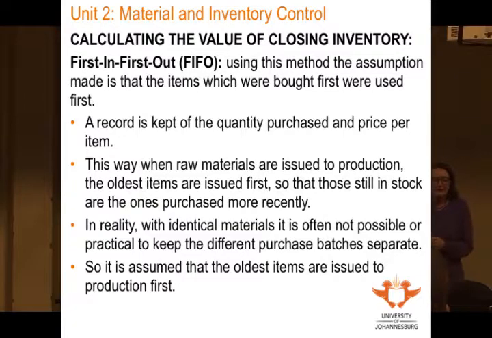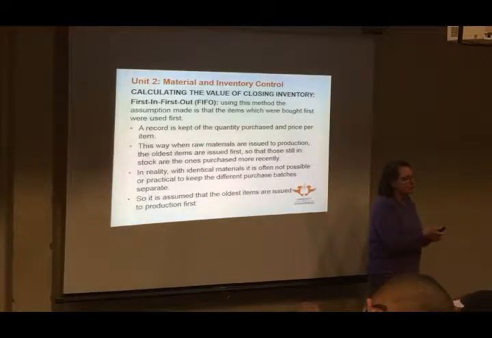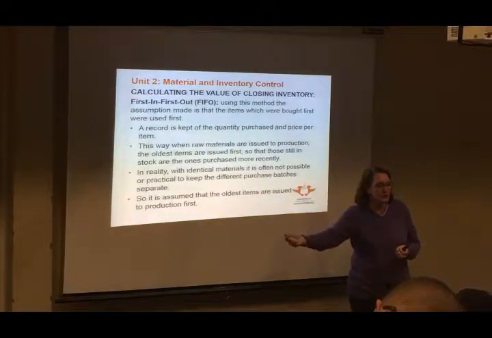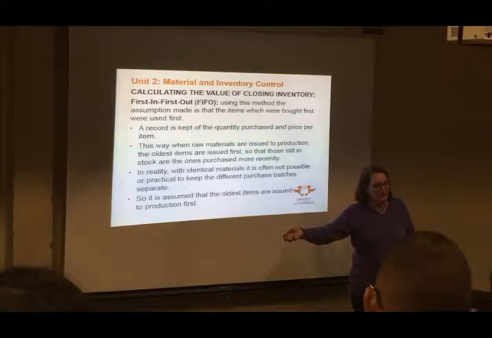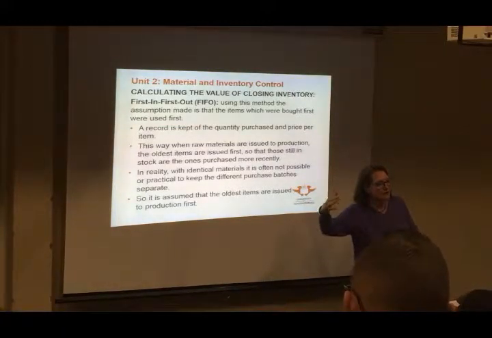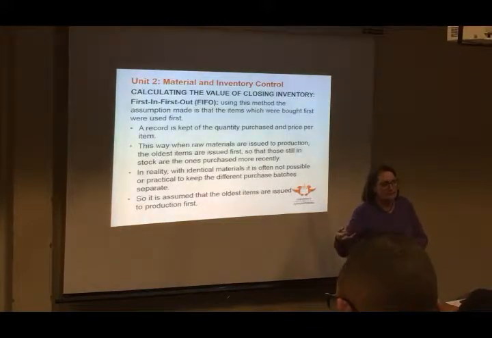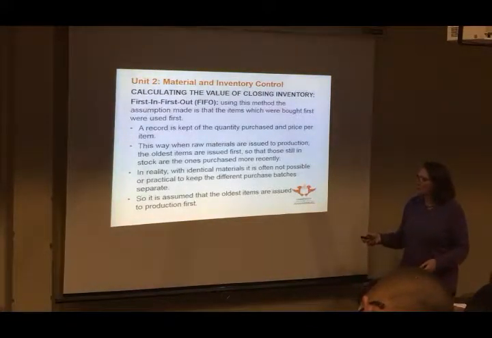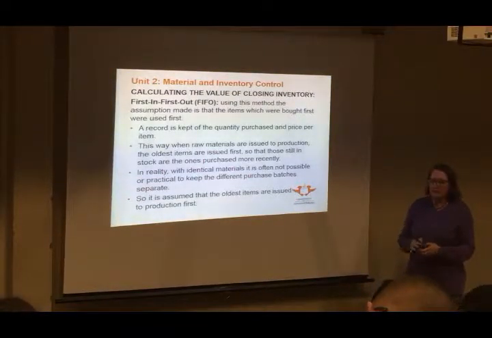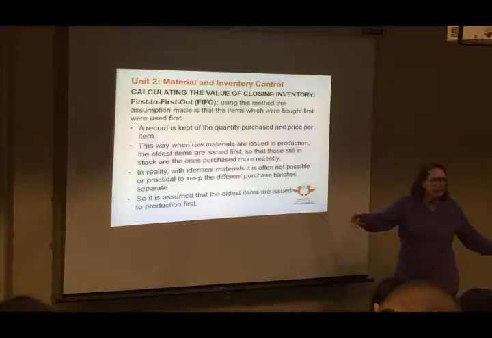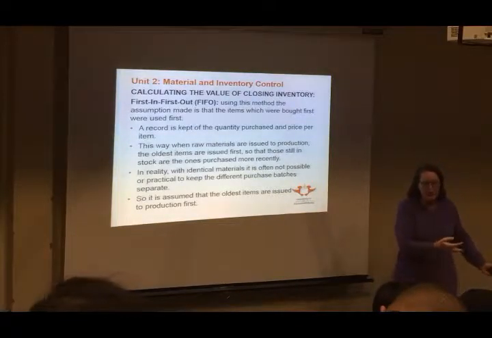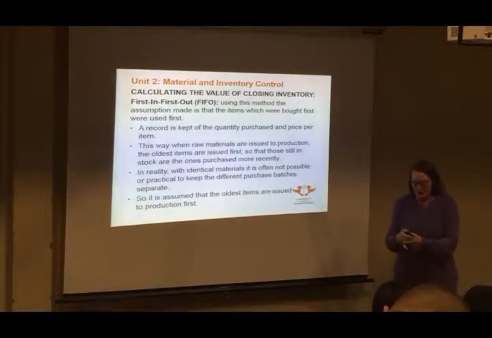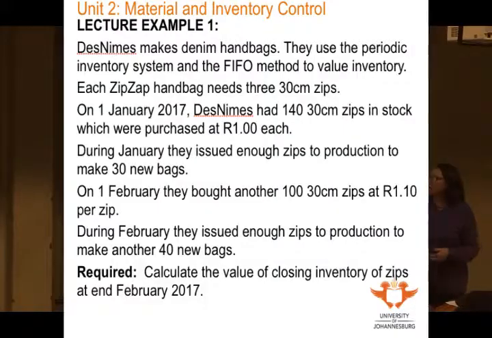Okay, so FIFO is exactly what it sounds like. The raw materials you bought first will be the raw materials you issue to production first. So whatever came in first is going to go into your work in progress first, so that your old stock gets cleared out before your new stock gets used. That makes sense. Okay, and then often we have identical materials, if you think of nuts and bolts and screws and things, okay? So it's more difficult to see which are the old ones and which are the new ones, but insofar as possible with FIFO, we take the ones that we bought first and we issue them to production to be part of work in progress first. Okay.